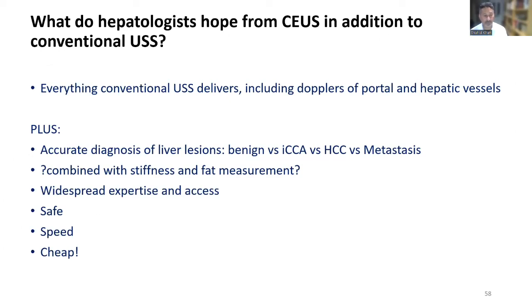Ideally combined with measurements of stiffness to correlate risk of fibrosis and fat measurements. Also, of course, if we have a technique that can do all this, we want it to be widespread, not just one or two centres or one person in each hospital can do it. Accessible, safe, quick, and particularly in today's climate, cheap.